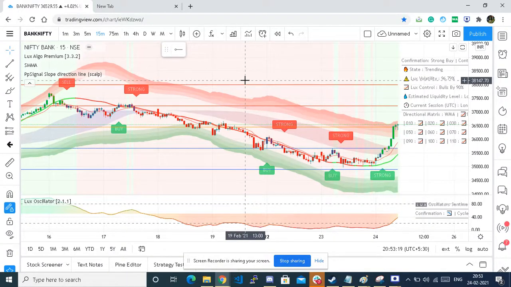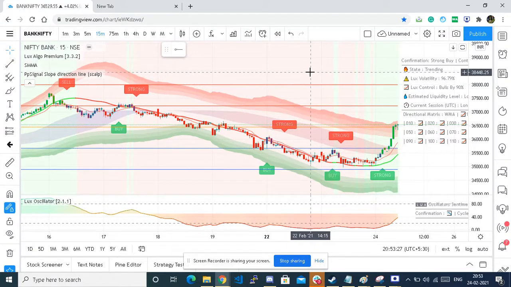So here you can see there are buy and sell signals, strong sell signals which have been generated. I think it is working really fine. For the last probably 2 weeks since the budget time, it has been working really fine.